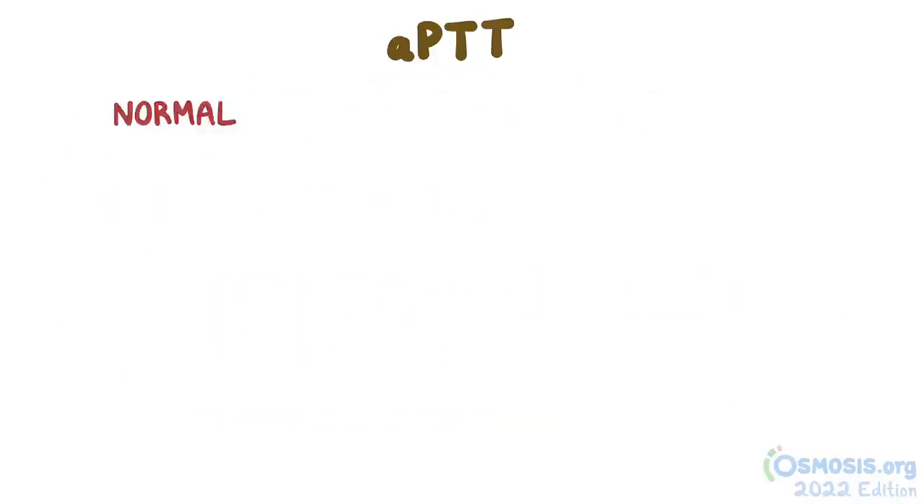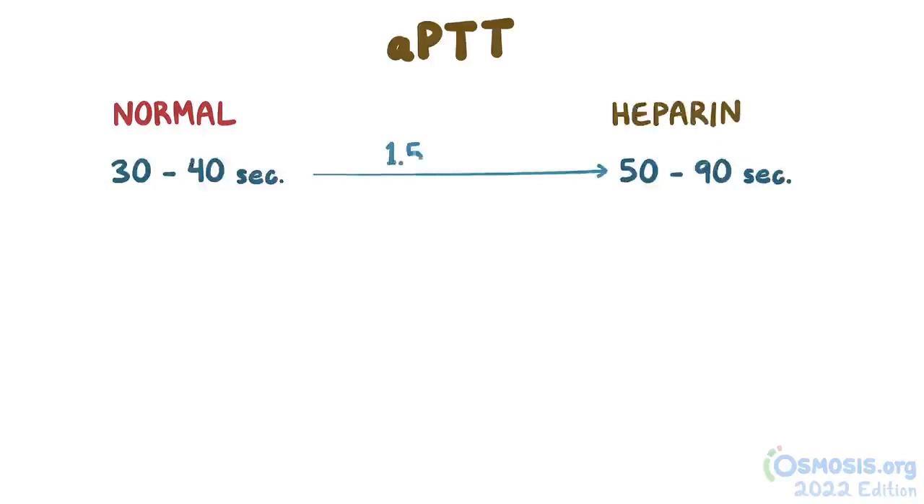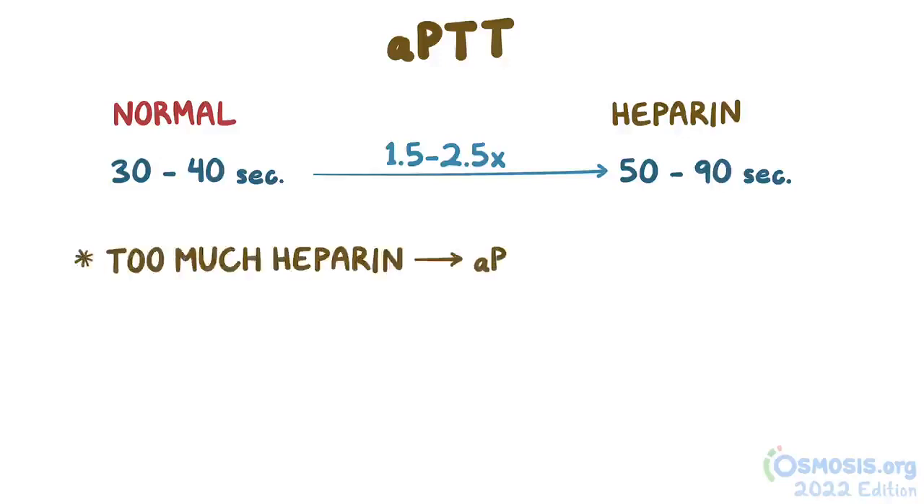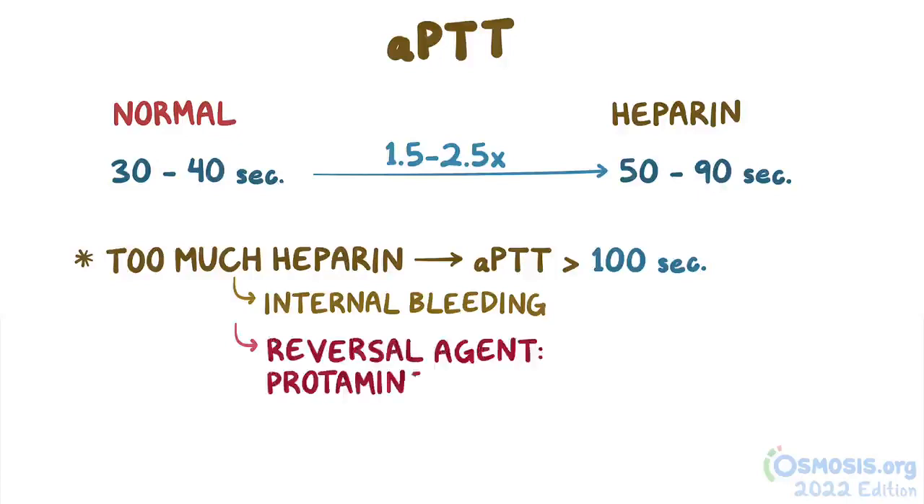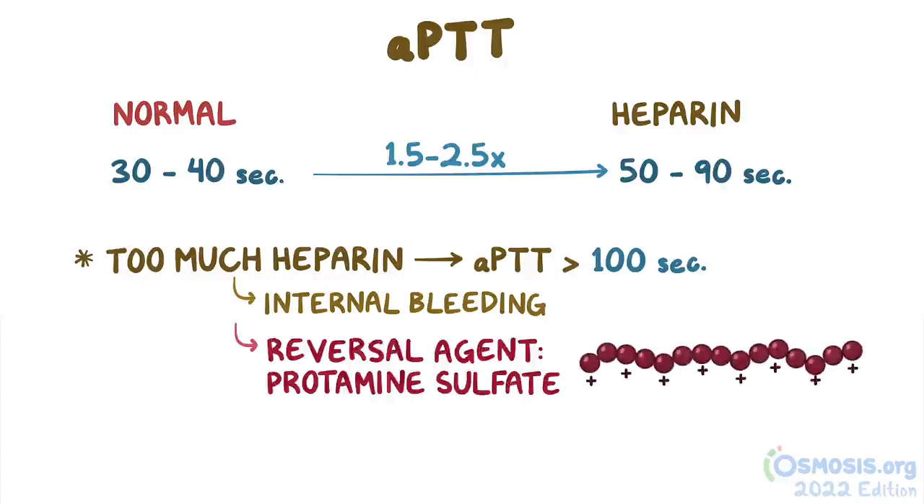A normal APTT is between 30 seconds and 40 seconds. On heparin therapy, the APTT is approximately 50 to 90 seconds, or 1.5 to 2.5 times the person's baseline value. If a person was given too much heparin, then the APTT can rise to values greater than 100 seconds, and the person might suffer internal bleeding. In these situations, a reversal agent called protamine sulfate can be given. Protamine sulfate is a positively charged molecule, and so it can bind to the negatively charged heparin, rapidly inactivating its anticoagulant activity.